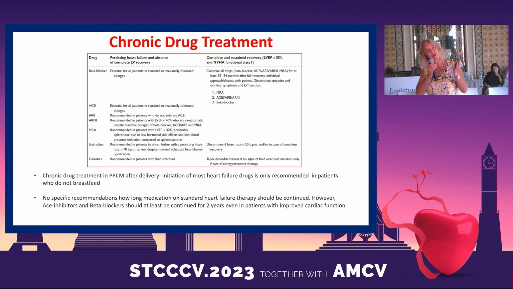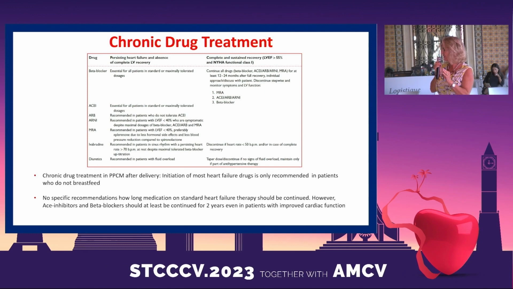Chronic drug treatment for patients who are in the peripartum period, now postpartum, is exactly the same as in other forms of heart failure. But what needs to be remembered is that chronic drug treatment continues in all heart failure patients who are breastfeeding. Initiation of most heart failure drugs is only recommended in patients who do not breastfeed.